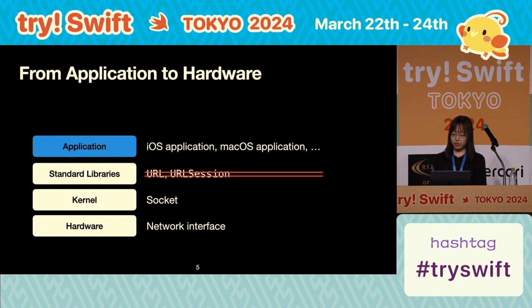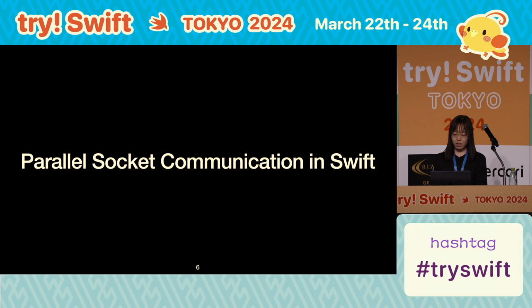As an introduction, let's try simple communication without the data transfer methods defined by Foundation, such as URL and URLSession. Of course, we will not use HTTP libraries commonly used in application development. Let's get down to the main topic, parallel socket communication in Swift. I will share the excitement of network programming in Swift.